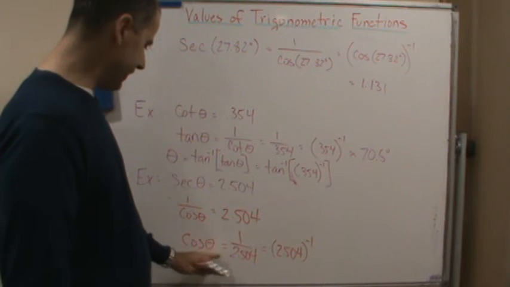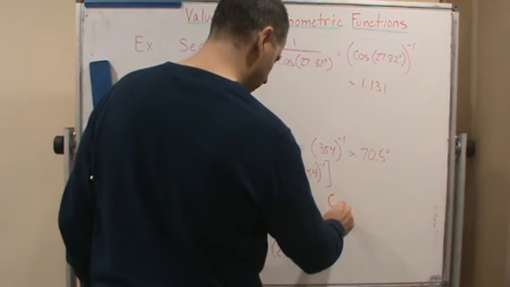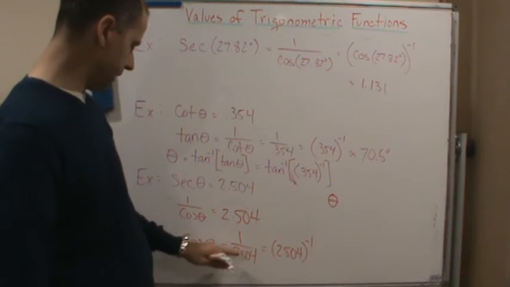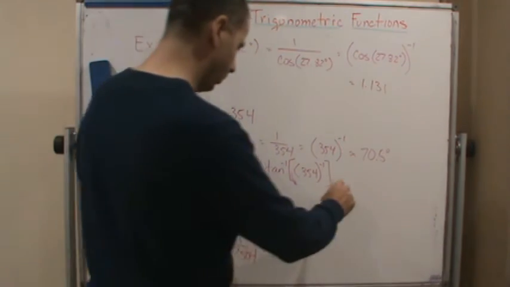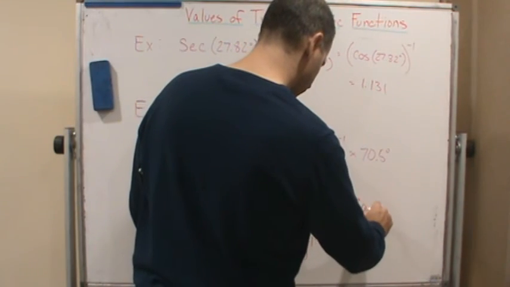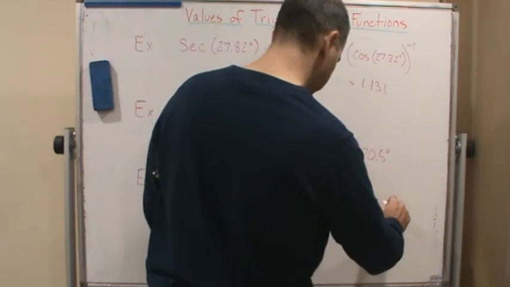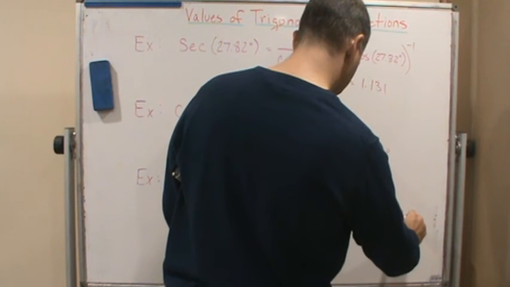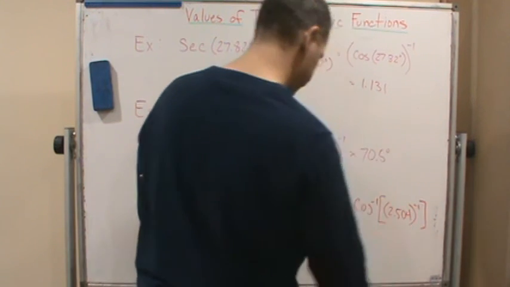Okay, so this is cosine, right? So now I need the angle. So how do I get the angle? Well, remember, to get the angle out, I have to take the inverse cosine of both sides. So that means the angle, theta, is going to equal inverse cosine of what? 2.504 to the negative first power. Okay?